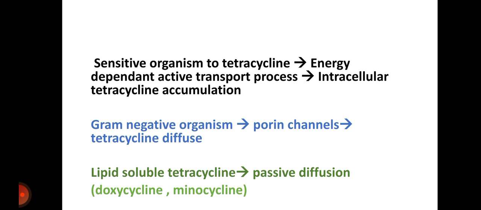Tetracycline sensitive organisms have an energy dependent active transport process which concentrates tetracycline intracellularly. In gram-negative bacteria, tetracycline diffuses through the porin channels. For the more lipid-soluble members, that is, doxycycline and minocycline, tetracycline enters the cell by passive diffusion.